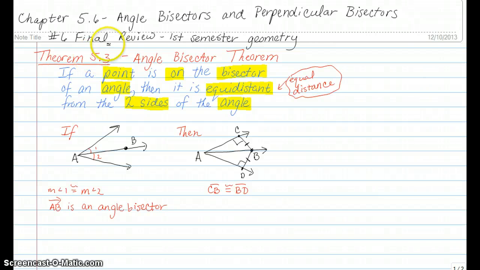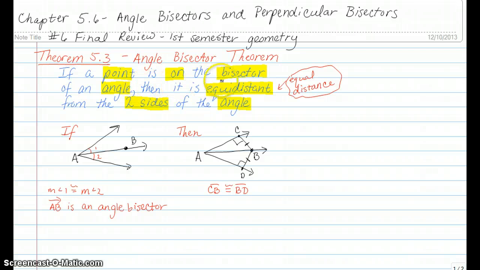This is the number 6 final review for first semester geometry. It comes from chapter 5.6 about angle bisectors and perpendicular bisectors. We're going to start with angle bisectors first. This is theorem 5.3, the angle bisector theorem.